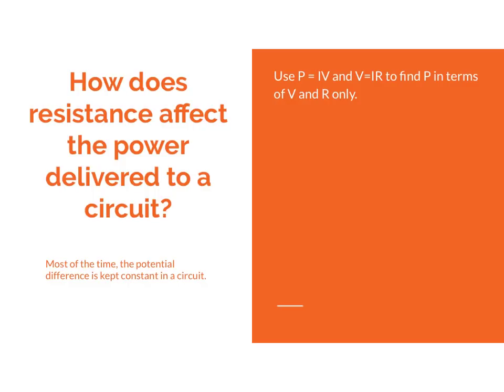So here we're going to derive P in terms of V and R only. We're going to start with P equals IV, and we're going to substitute in, using Ohm's law, I is equal to V over R. What we get is V over R times V, which equals V squared over R. And this is exactly what I said. If we do a quick analysis, if we increase the resistance, the power on this side is going to go down because the current goes down.